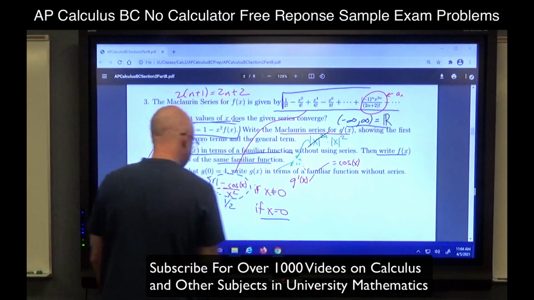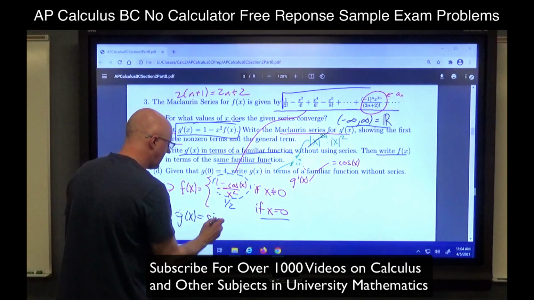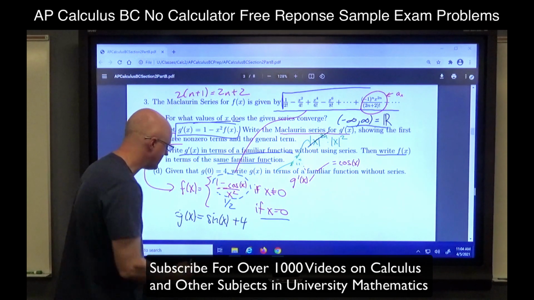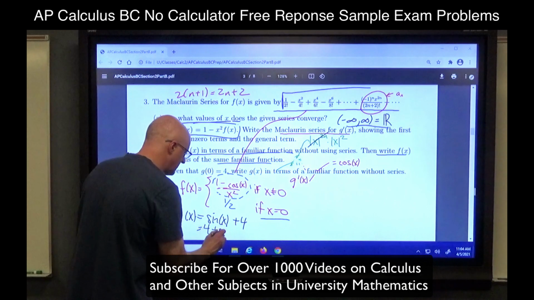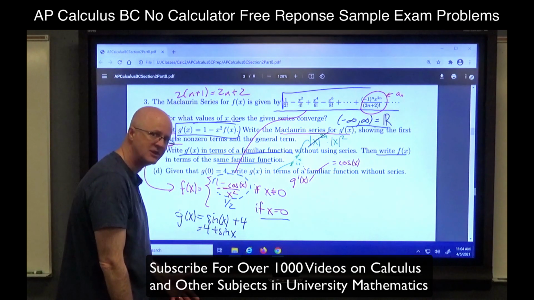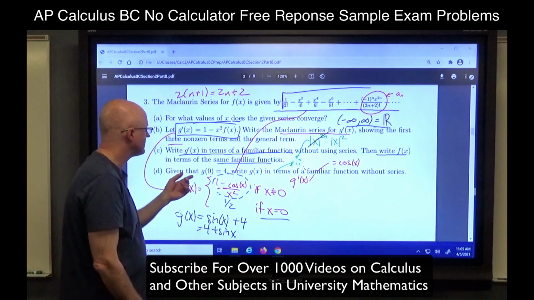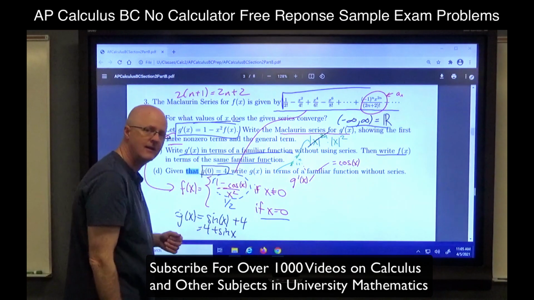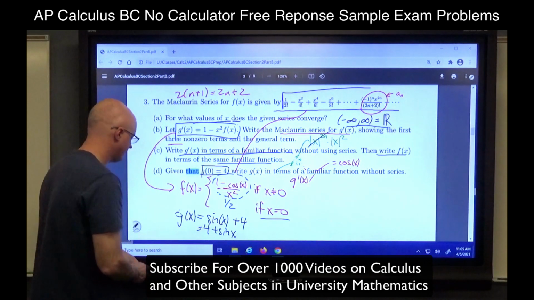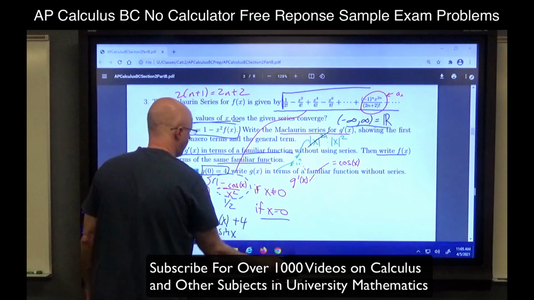G of x is going to be sine of x and then plus 4. Don't put the 4 inside. It might be safer to write it as 4 plus sine x if you don't bother putting parentheses around the x. The sine function at 0 is 0. I need to do a vertical translation of that graph so that g of 0 is 4. It's got a vertical intercept of 4. That would be the answer to part D. Oh, okay. Number 3.